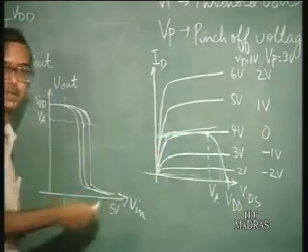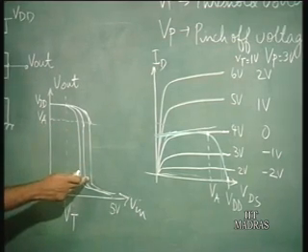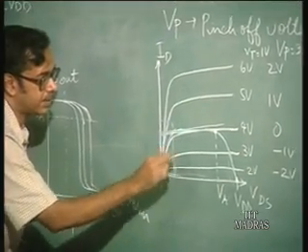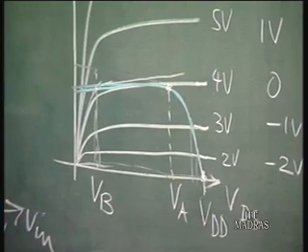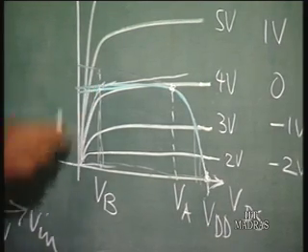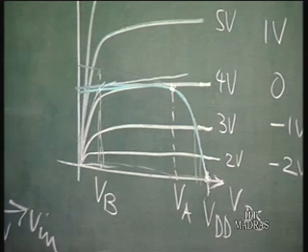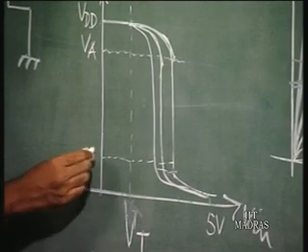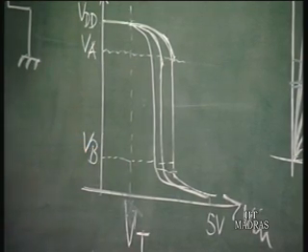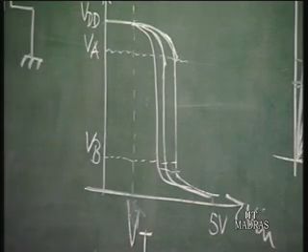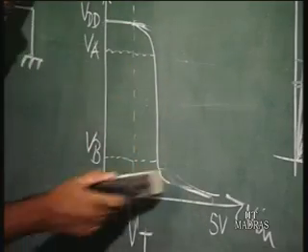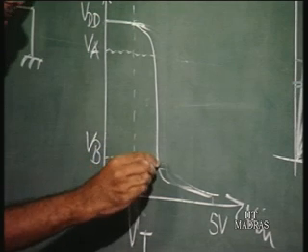Then both the transistors are in saturation, which corresponds to the very steep region of these characteristics. And again, somewhere here, we may call it VB, the driver transistor goes to the linear region and the load transistor is in the saturation region. So you have VA and VB. I have drawn so many curves, I will just retain one of them.